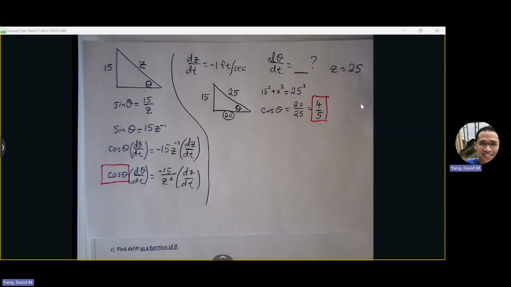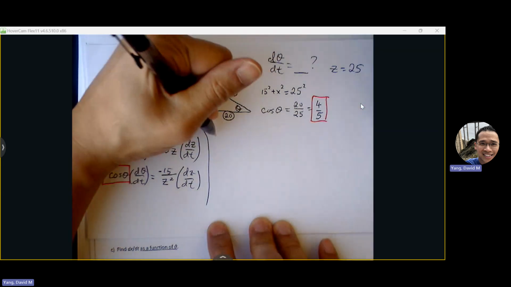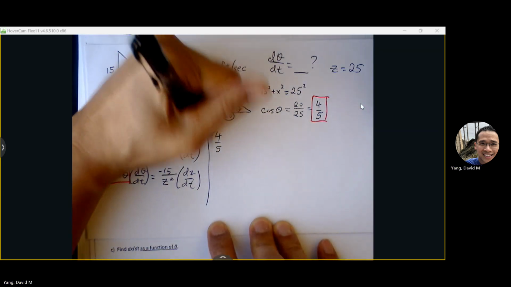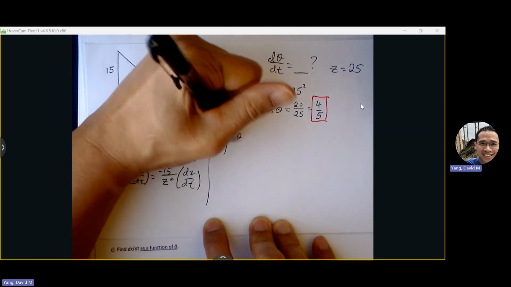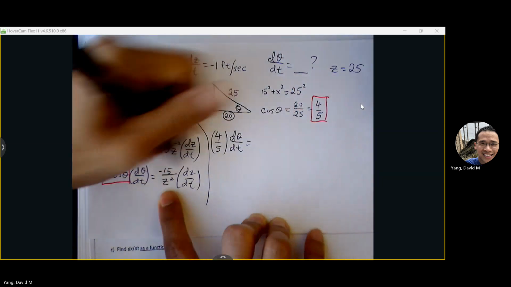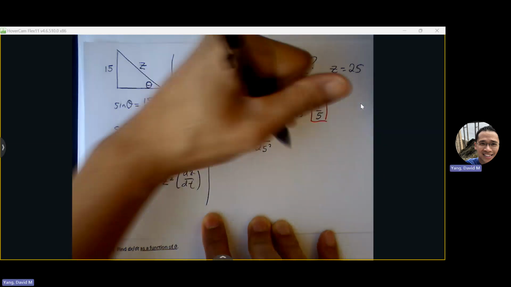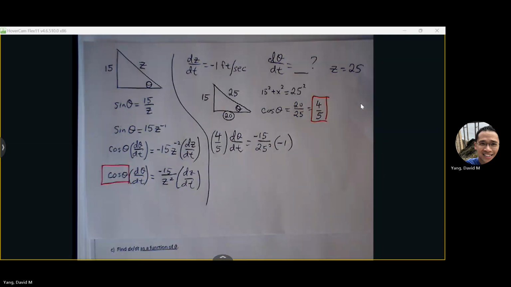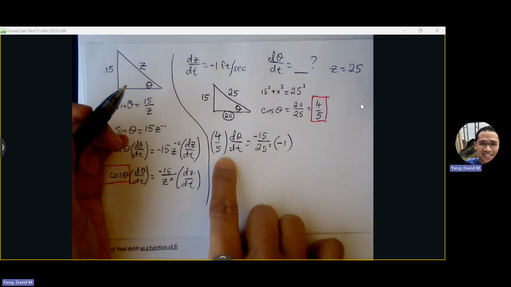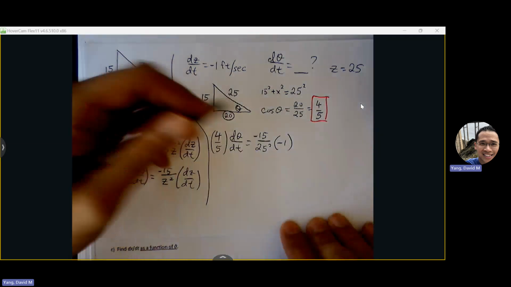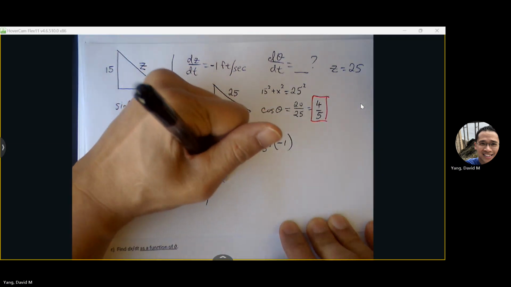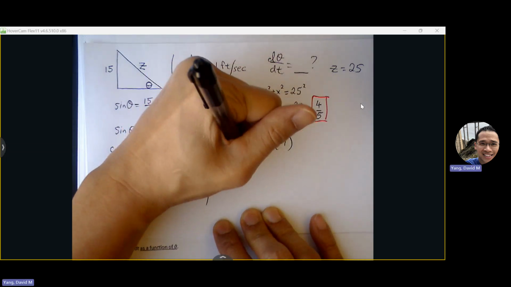Okay, so we should have everything that we need. So we're going to plug everything in now. Cosine theta gets replaced with 4/5. d theta dt is the unknown. Then we have negative 15 over z squared. And then dz dt is negative 1. Okay, so I'm going to bring that 4/5 over, dividing by a fraction, the same thing as multiplying by its reciprocal. Two negatives cancel out.